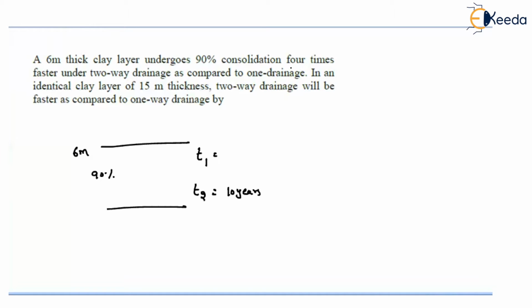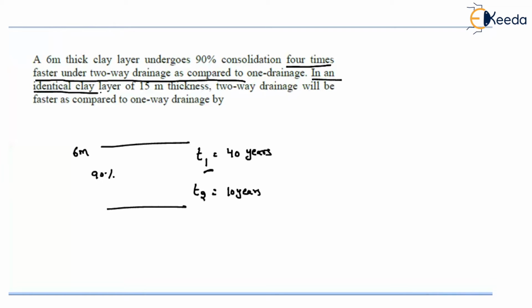Let us read the statement they have given. 4 times faster under two-way drainage as compared to one-way drainage. So it is happening 4 times faster than this, that means 4 times slower here. So here I can say it is 40 years. If it is taking 40 years to reach the degree of consolidation in one-way drainage, then what about the second case? 10 years.